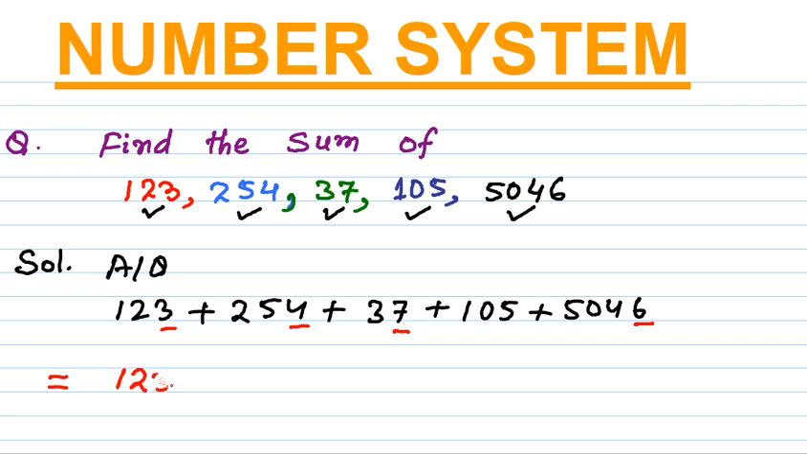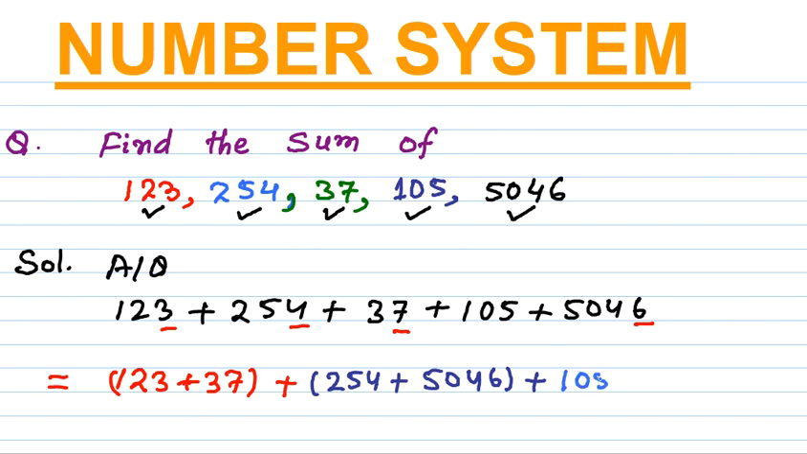First, 123 plus 37 plus, in a bracket, 254 plus 5046. Close the bracket, and last we will write 105. Clear? So what is the result of this one?